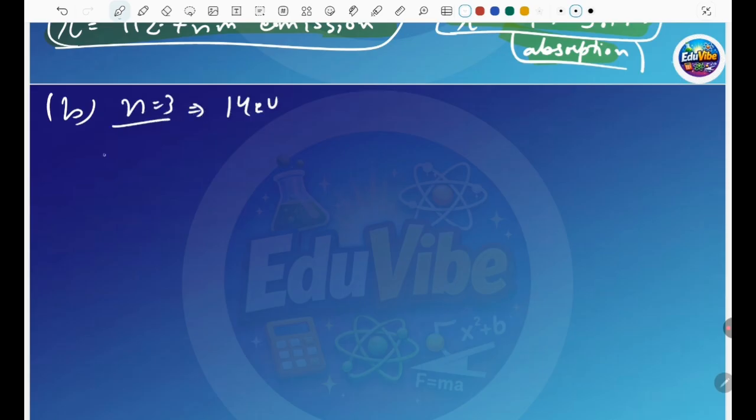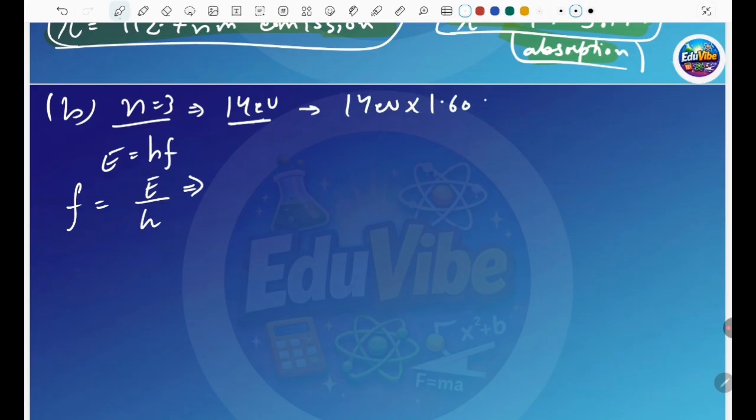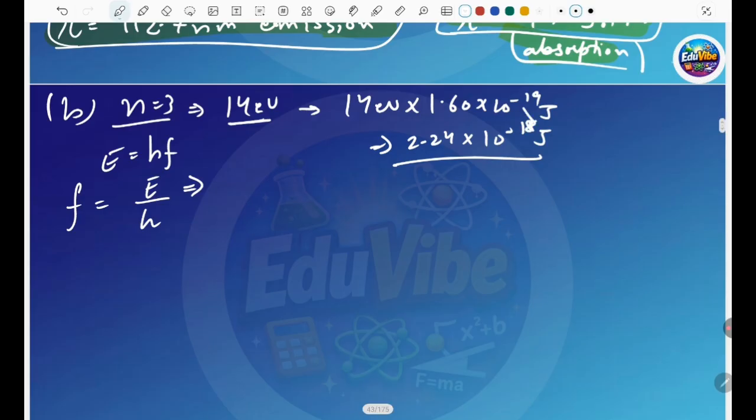You know E is equal to h times f. So you have to find the frequency, which is E upon h. But you don't know the E in joules in that case. You have to find the E now. Your eV should be converted into joules. So the 14 eV, you multiply this by 1.6 into 10 raised to minus 19 joules. You will get 2.24 into 10 raised to minus 18 joules, because we want this in joules to put in that E thing.